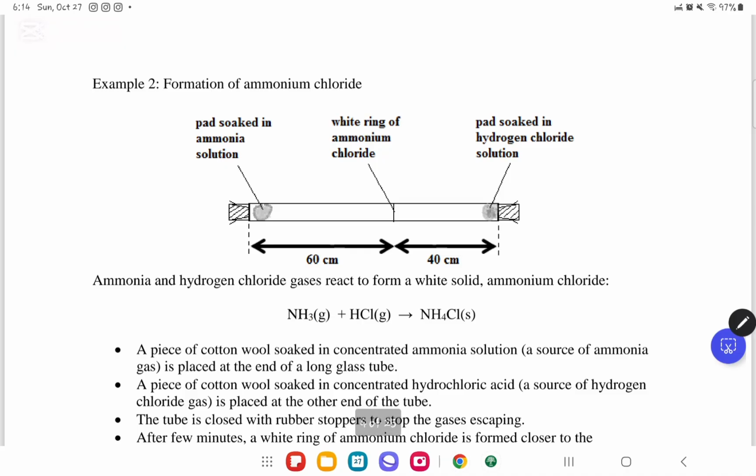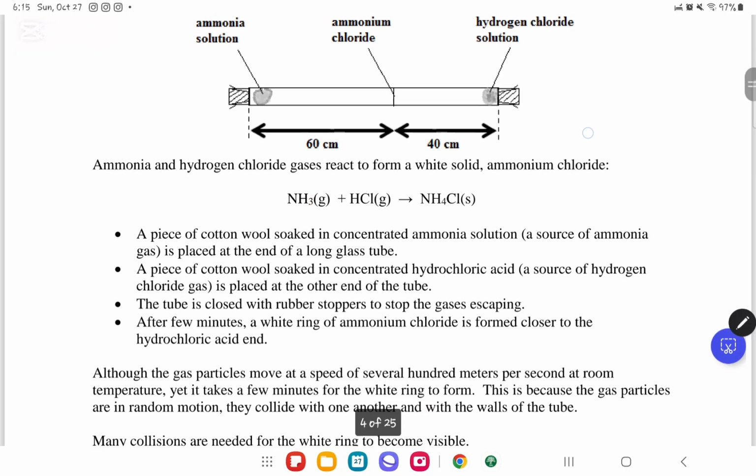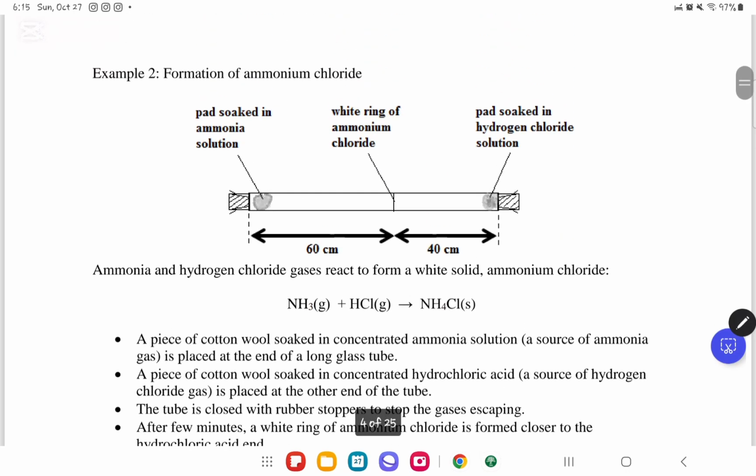Example 2, the formation of ammonium chloride. So let's see what they did. Here they used what? A pad soaked in ammonia solution. Okay, so here we have ammonia solution. Then over here we have a white ring of ammonium chloride. So they put a barrier, which is the white ring of ammonium chloride. Then they put another pad soaked in hydrogen chloride solution.